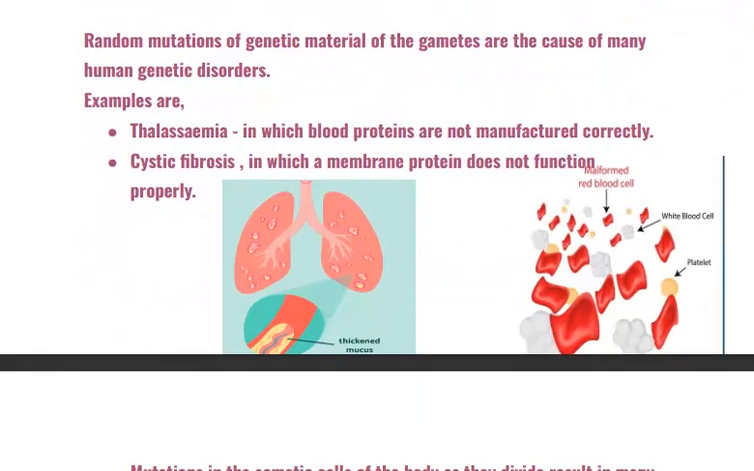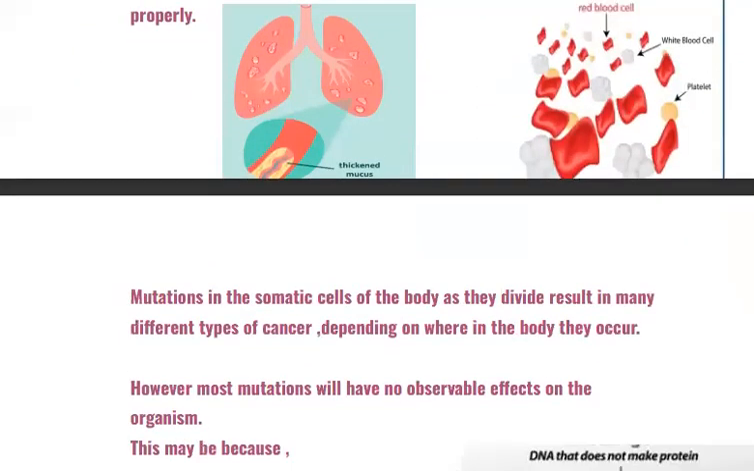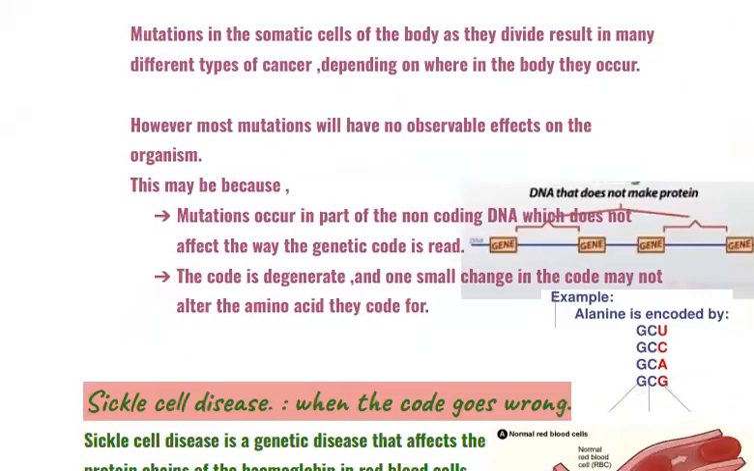Examples are thalassemia, in which blood proteins are not manufactured correctly; cystic fibrosis, in which a membrane protein does not function properly; mutations in the somatic cells of the body as they divide result in many different types of cancer, depending on where in the body they occur.